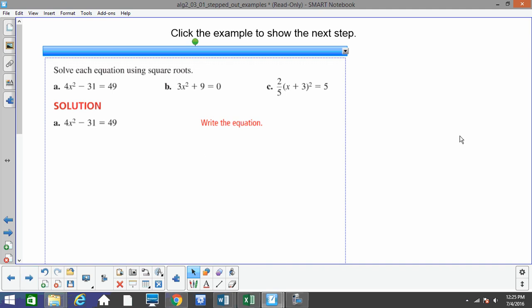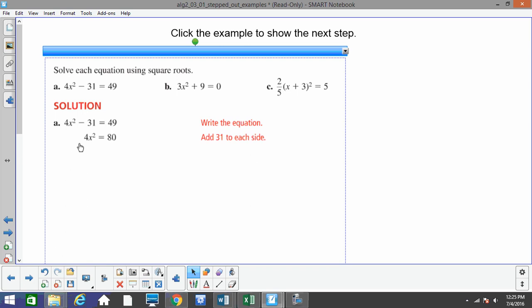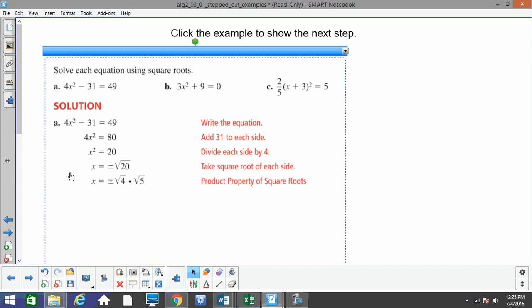Oops, looks like I gave you the solution to the first step of the first one. We want to solve these by taking the square root. So on the first one, we have just written the equation down. Add 31 to both sides. Then we're going to divide by 4. Our whole goal is to get that x squared by itself. Once you have that x squared by itself, then you can take the square root, and you're going to get plus or minus the square root of 20, which is the square root of 4 times the square root of 5, which would be plus or minus 2 radical 5. And that's going to be your solution.